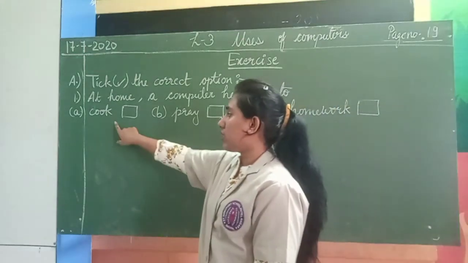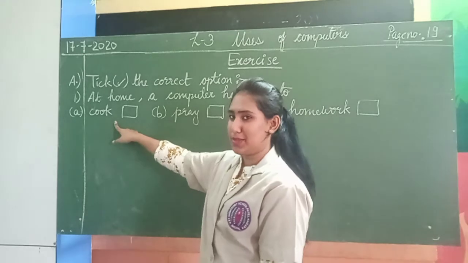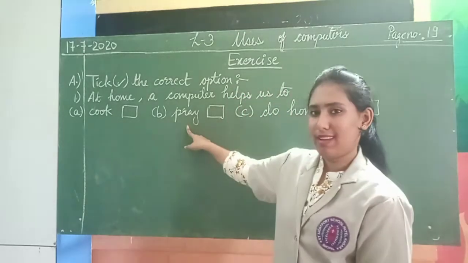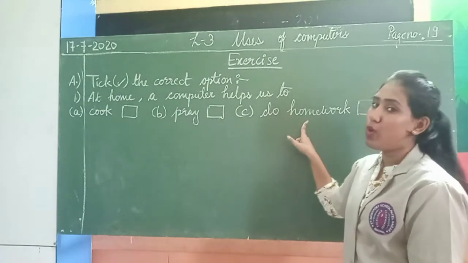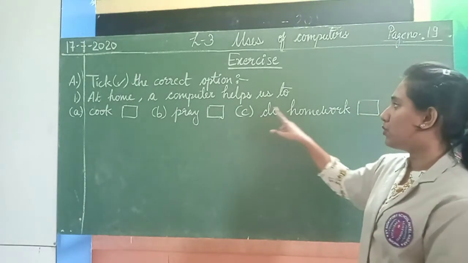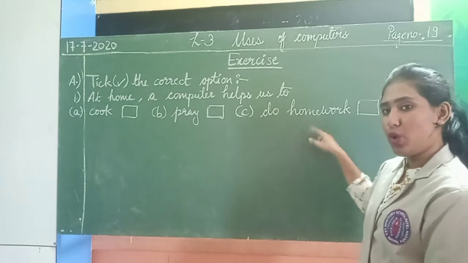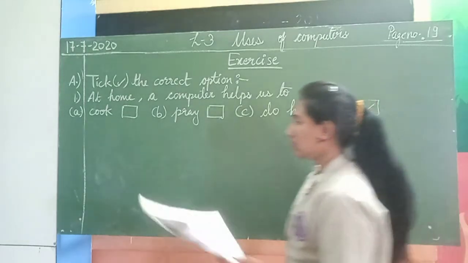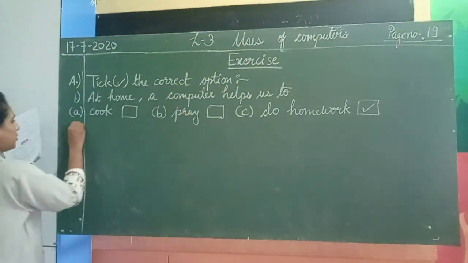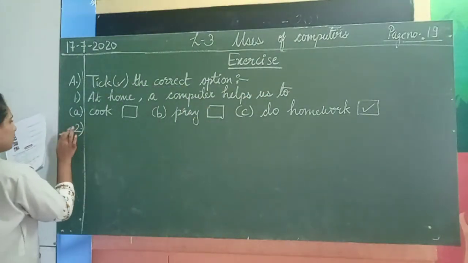Why do we use a computer at home? To cook? No. To print? No. Then why do we use it? Yes, to do homework. At home, a computer helps us to do homework. So, click on the last option. Down. Question number 2.